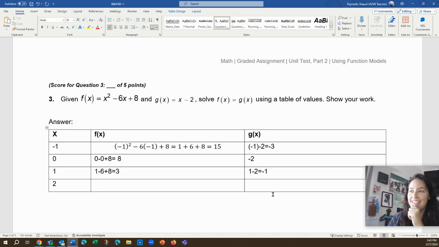I really don't like this. I really want to go graph it. Because the condition is table of values. Let's just keep going. All right, I'm just complaining. I'm not going to use the function. Just 2 squared minus 6 times 2 plus 8 is equal to 4 minus 12 plus 8 is equal to 0. Oh, 2 minus 2 is equal to 0.